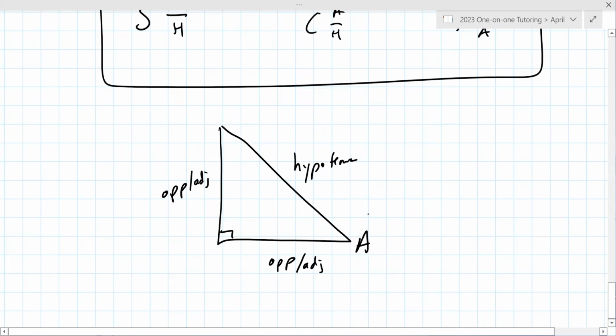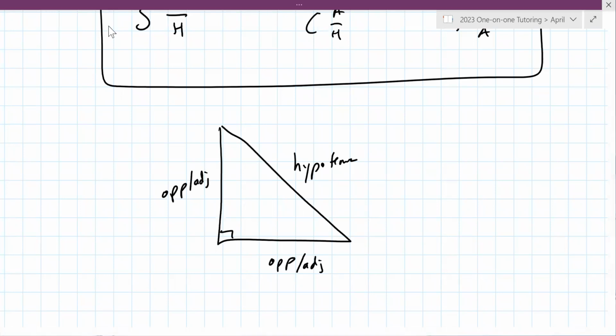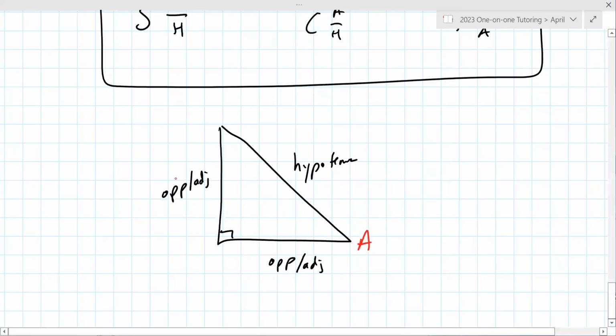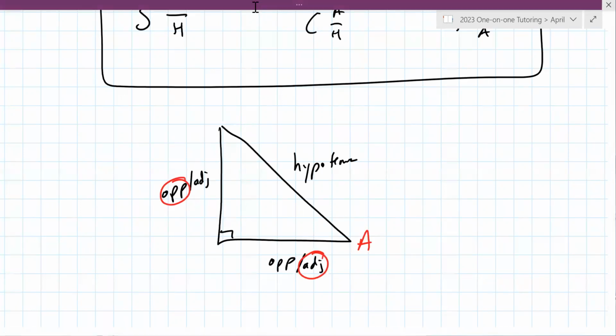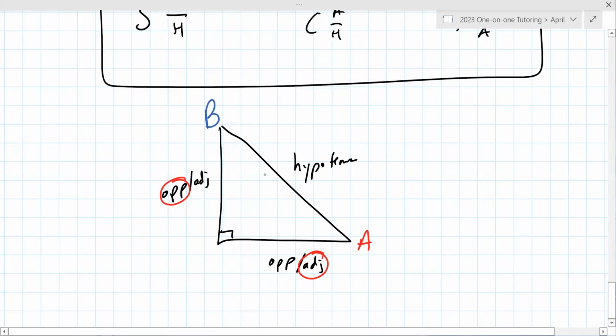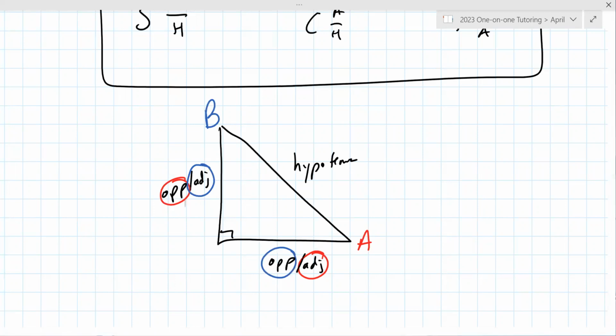So if you're at A, actually, let me do it differently. Color code this here. If you're at A, this is opposite and this is adjacent. If you're at B, this is opposite, that's adjacent.